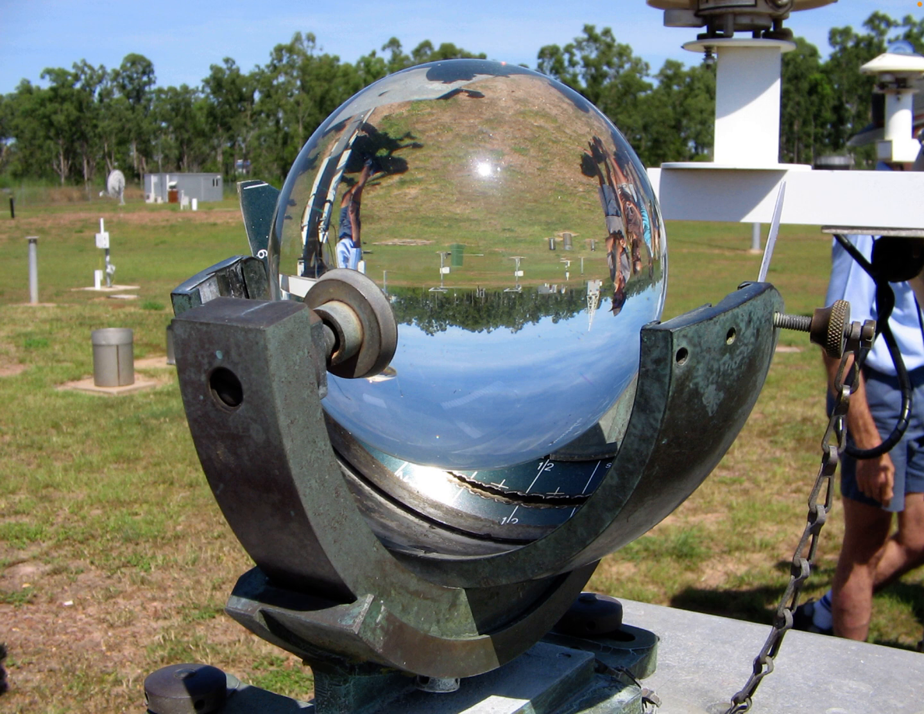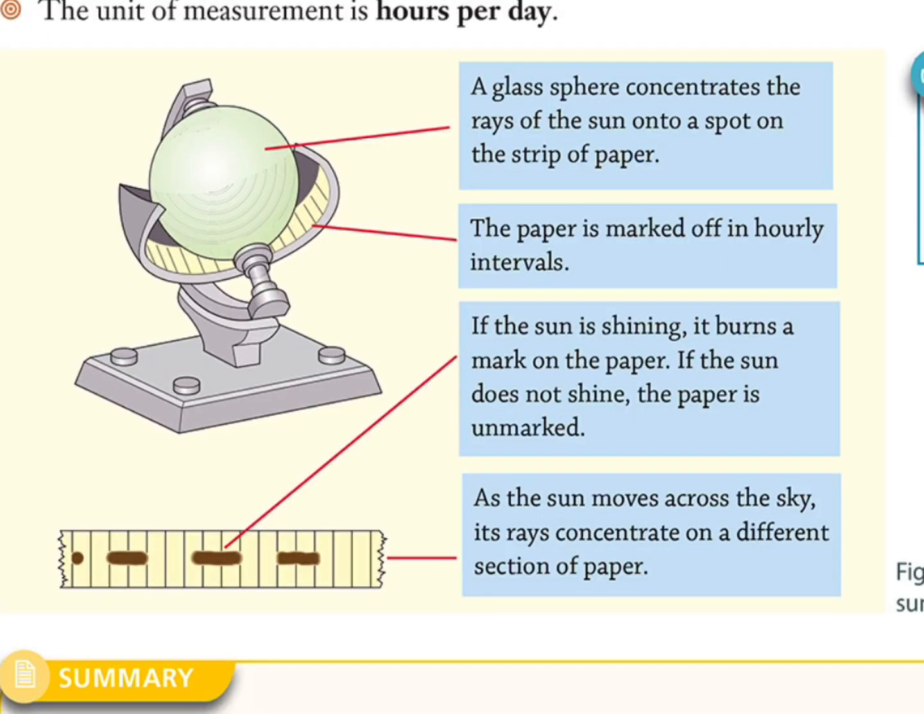And as the Campbell Stokes recorder's glass sphere attracts the heat of the sun, the glass sphere heats up and it scorches a mark on the strip of paper, as you can see in this diagram here. And as the sun moves across the sky, the rays of the sun concentrate on a different section of the paper. So on that section of paper then it's marked off an hourly interval. So you just count up the scorch marks, basically. That's all that you do. So keep it simple for yourself.